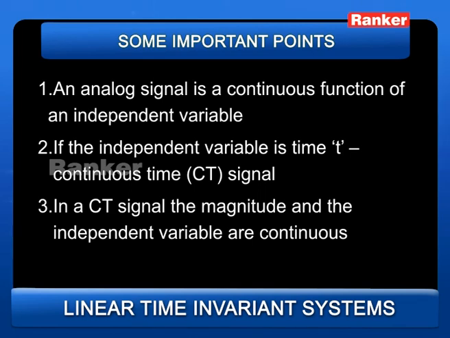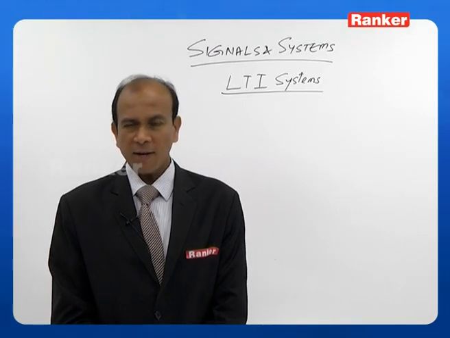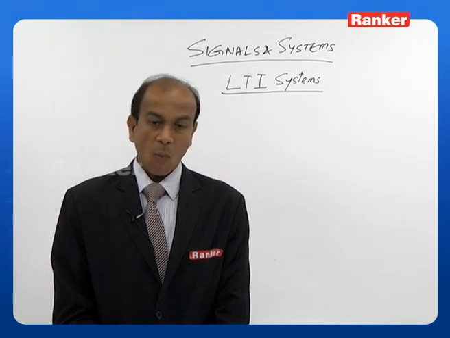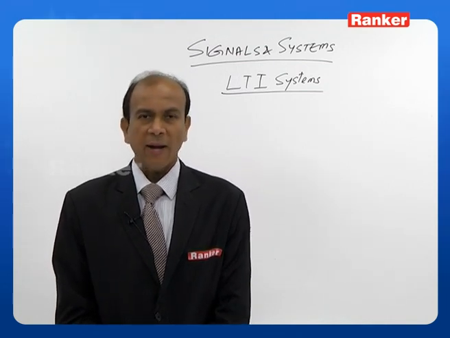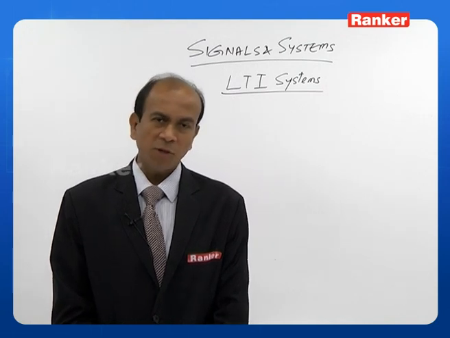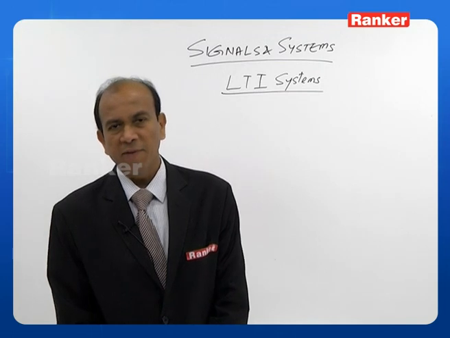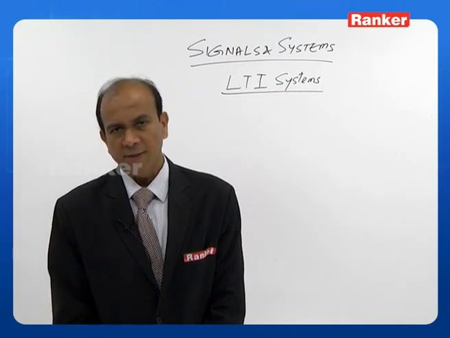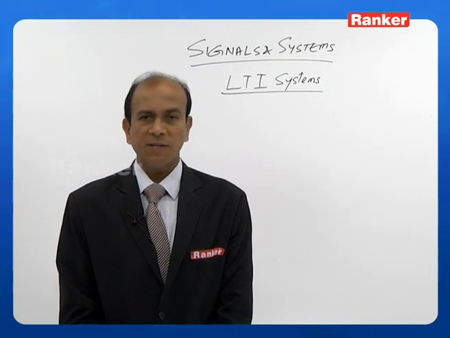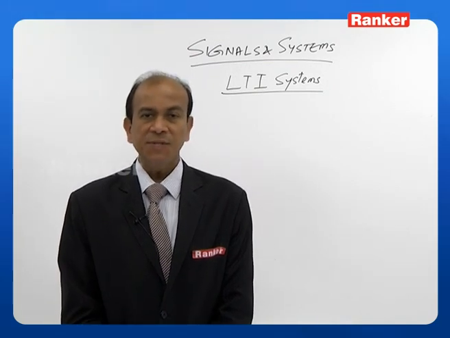That's very important. How do we define a continuous signal? A continuous signal is one where the magnitude and the independent variable are continuous. As seen in the earlier figure, both the magnitude and the independent variable time are continuous. That's why it is called a continuous time signal, or in other words, a CT signal.